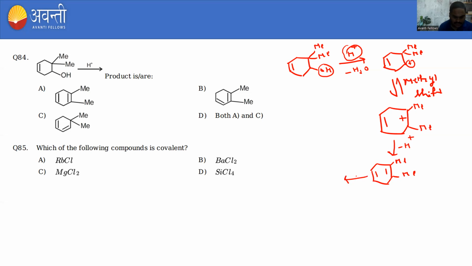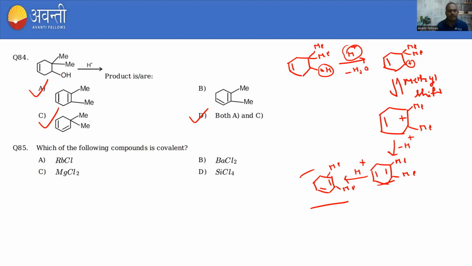And in the next step, H plus addition will take place. So this will become a structure like this, with a Me group, and again a Me group here. So this is what we finally get. So both A and C. This product we also get and this product we also get. So both A and C, this one and this one, both are correct. Okay, let's move to the next question.